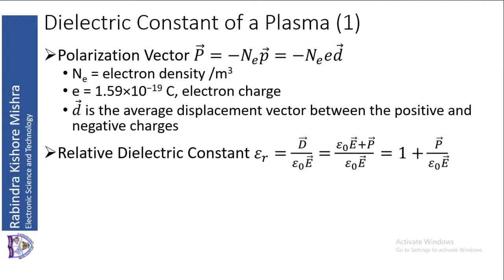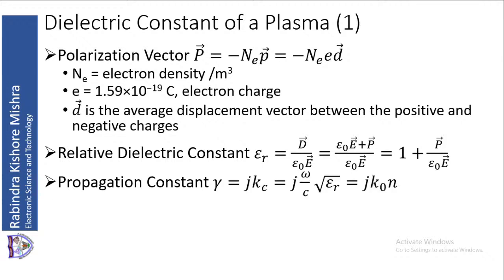Then D, in terms of the polarization vector, we can write D is equal to epsilon 0 E plus P. So epsilon r is equal to D by epsilon 0 E, where D is equal to epsilon 0 E plus P. So epsilon r is equal to epsilon 0 E plus P by epsilon 0 E, that we can write as 1 plus P by epsilon 0 into E. So this will be the relative dielectric constant.